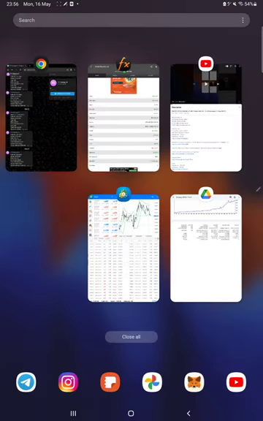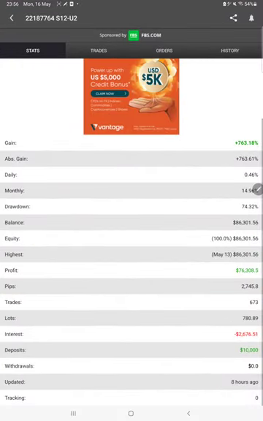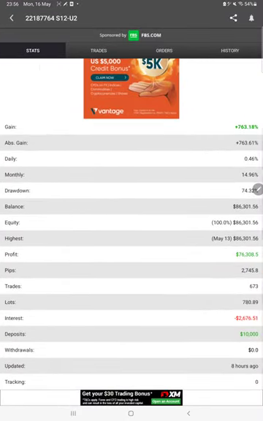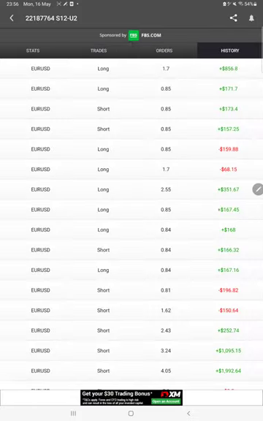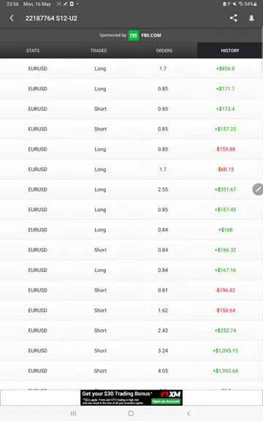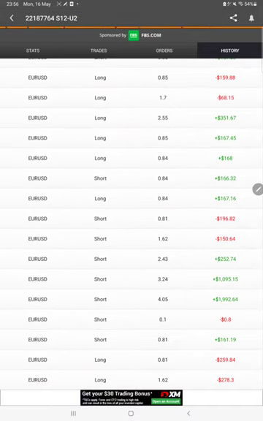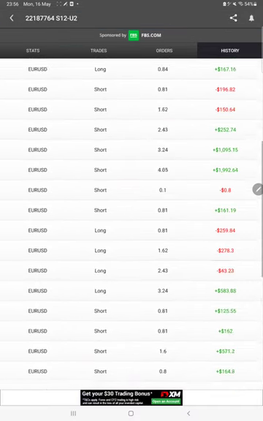And starting with a new update, first of all we will check my FXBook. All the statistics we have here are total percentage of gain, absolute gain, daily return, monthly return, current balance, equity, profit, pips we have achieved, deposit amount, everything we can verify. And it was updated only 8 hours ago. We can also check the open trades here, pending orders, and the history, where we can see how much profit and loss we have booked by trading EURUSD at what lot size.